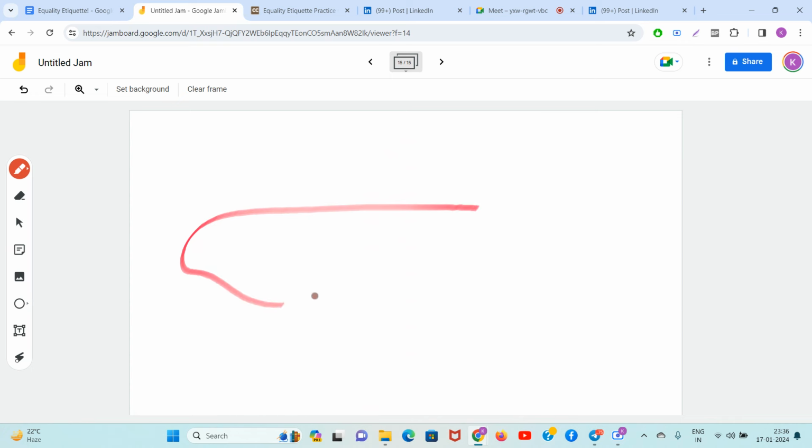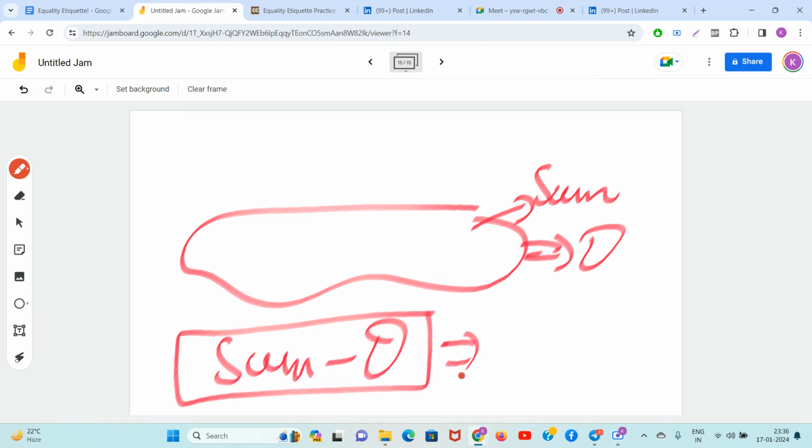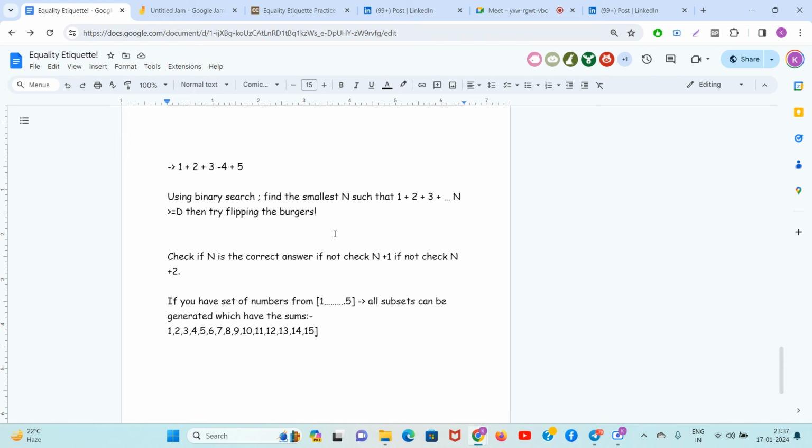So what are you doing finally? Whatever is the total sum now, and whatever is the D, you are subtracting them, right? Sum minus D. Guys, everyone write in the chat that sum minus D should be even, or else it is not possible. Everyone write in the chat. The only condition to check is: total sum minus D should be even.